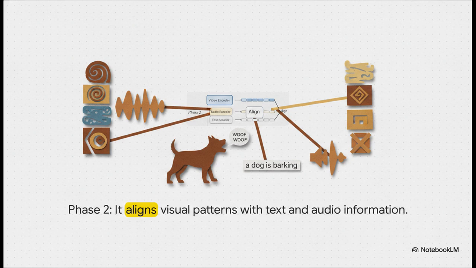Then comes phase 2. This is where the model starts to connect those visual patterns to actual meaning. The raw visual data it learned before is now paired up with other things, like text descriptions and even audio. This is where it learns that the pixels showing a dog's mouth moving not only match the words "a dog is barking," but also the actual sound of a bark.